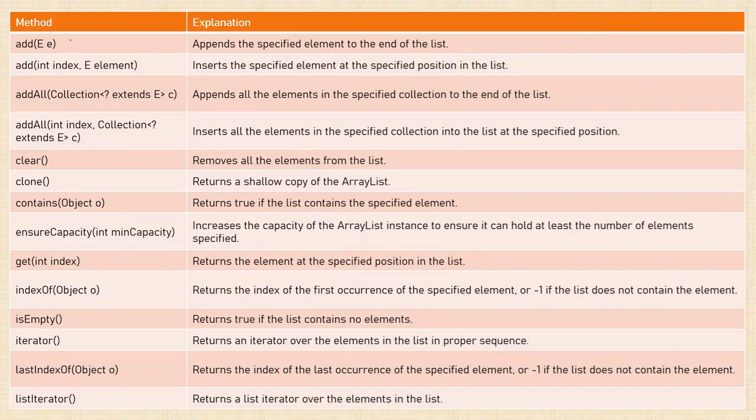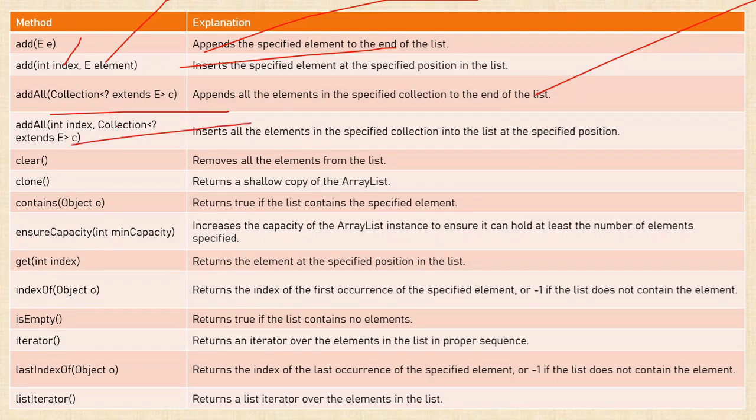First, add. We use it to add. We can do add object, and we can add with an index, which inserts a specified element at a specified position in the list. Here you can provide the index and element. Then addAll, which internally uses collections. We have addAll with index and collection. We have clear, which removes all the elements from the list. Clone is used to make a shallow clone. Contains returns true if the element is contained and false otherwise.